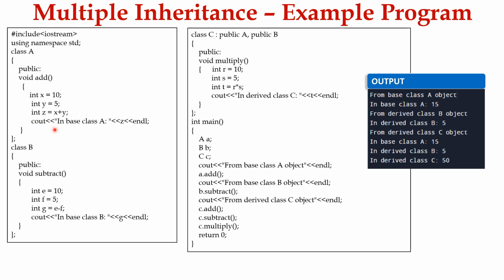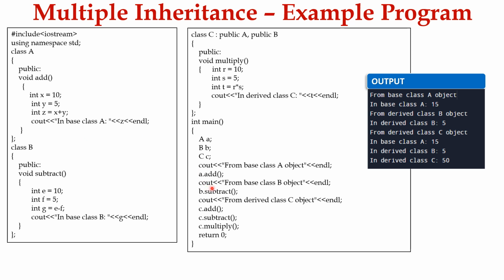Using the cout statement, we display the value of the variable z to the user as "in base class A, 15", as shown in the output. After executing this function, the control is moved back to the main function.